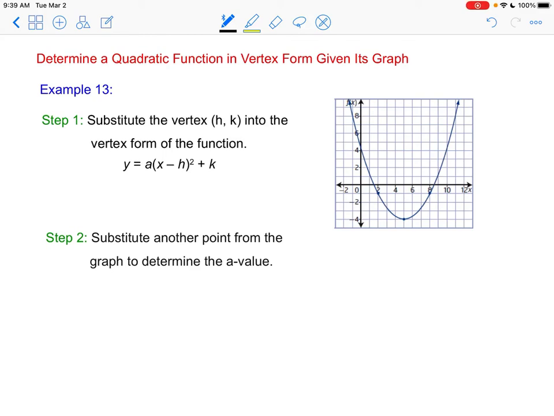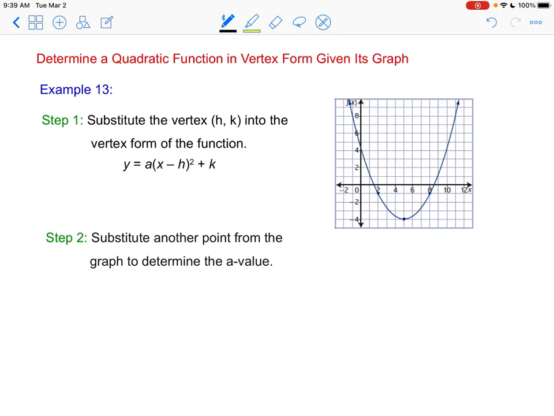All right, now we're looking at example 13 here in section 3.1. And it's determining a quadratic function in vertex form based on just the graph of that function. So you see we have labeled here, step 1 is to substitute the vertex as point (h, k) into the vertex form of the function y equals a times (x minus h) squared plus k.